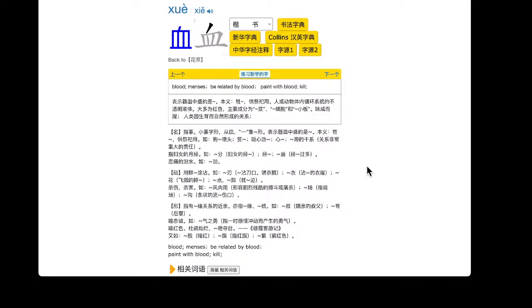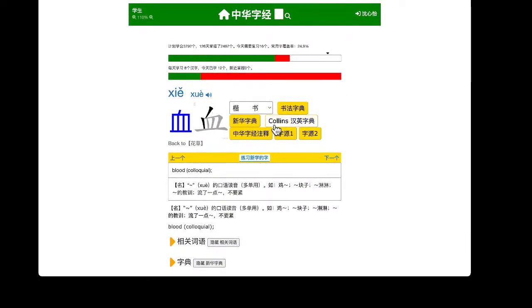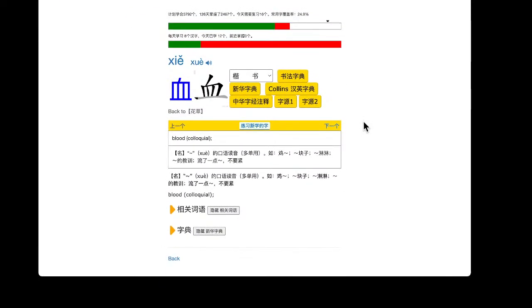Okay, it also means color, blood-like color, dark red color. And this one has another pronunciation, xiě. Now xiě is actually colloquial, only used in verbal conversation. You can say xiě. The formal pronunciation is xuè. That's the difference. Otherwise, there's no difference; they mean the same thing.